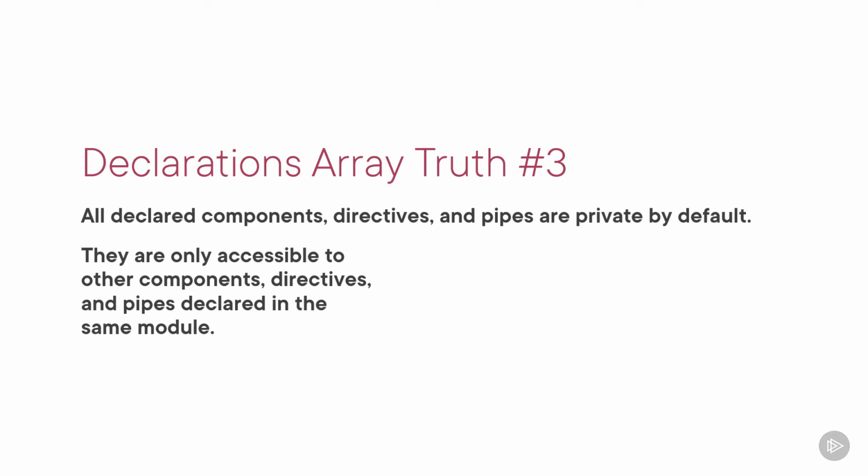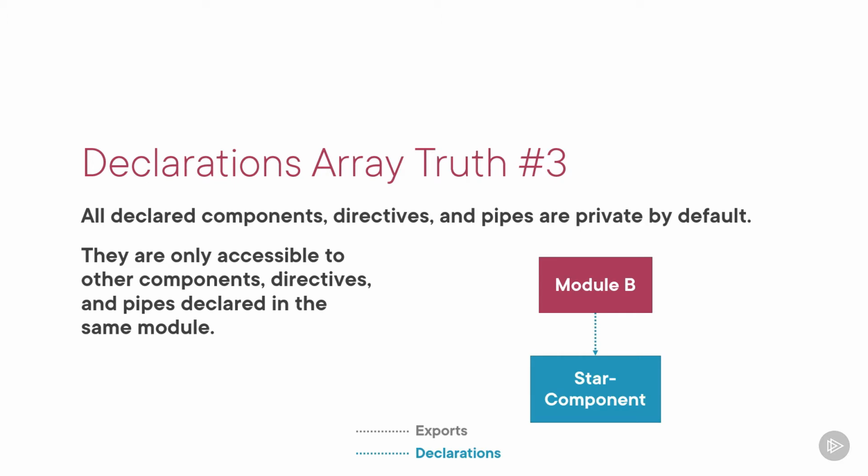All declared components, directives, and pipes are private by default. They are only accessible to other components, directives, and pipes declared in the same module. So if we declare the star component in module B, by default that component is not available to components in other Angular modules. We share components, directives, and pipes by exporting them. We'll talk more about exporting in a few moments.